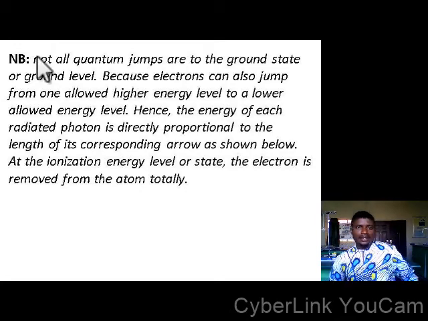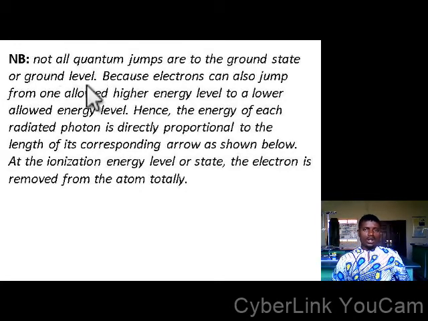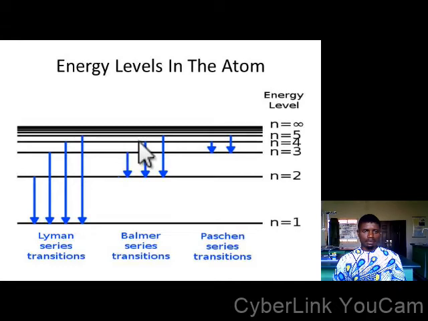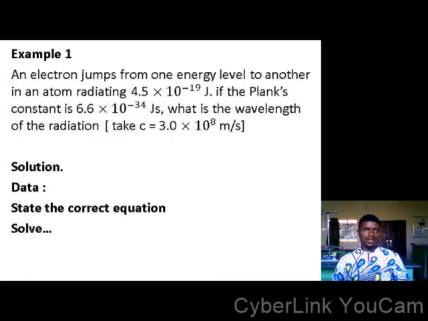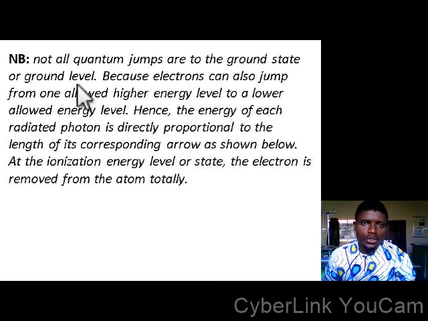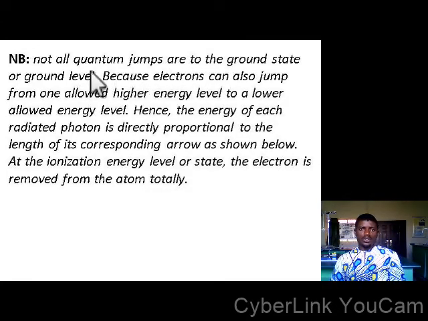Note that not all quantum jumps are to the ground states or ground level. That was explained in this diagram. This is the diagram that just explained what I am about to say now. Note that not all quantum jumps are to the ground state or the ground level, because an electron can also jump from one allowed higher energy level to a lower allowed energy level.